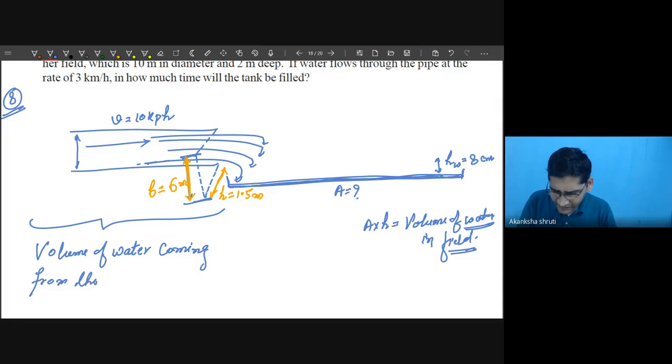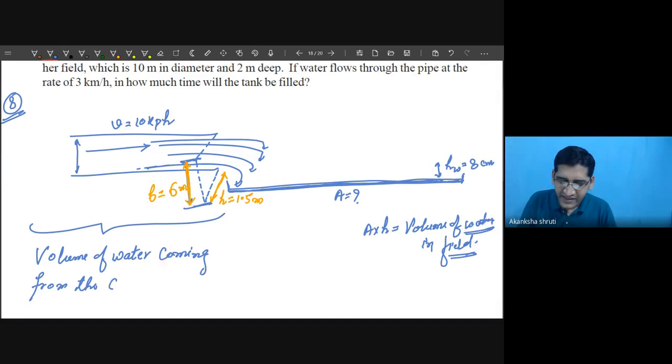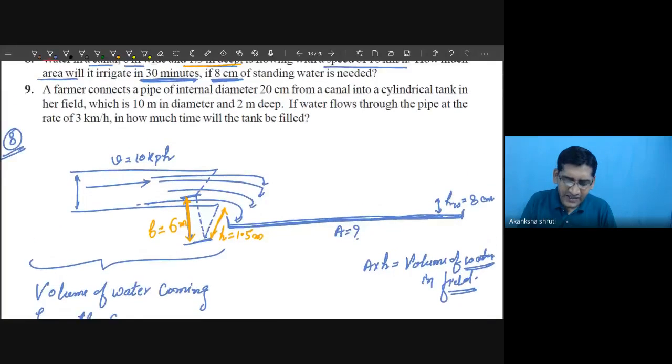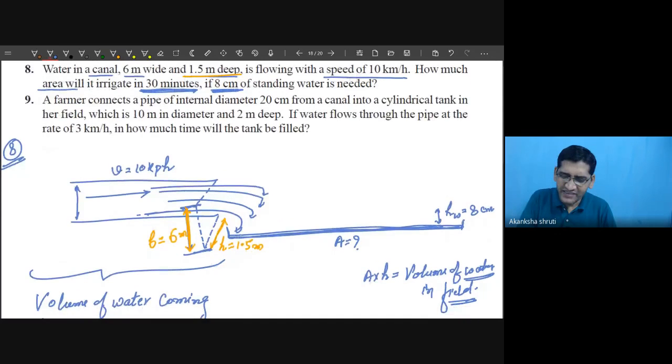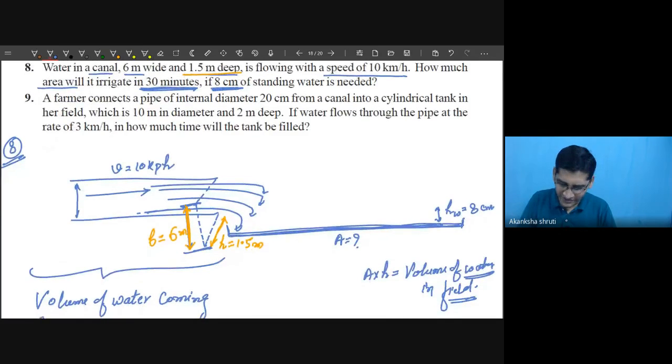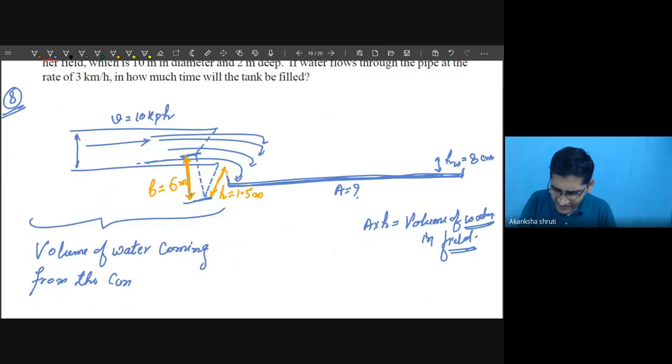From the canal, the time is given here, in 30 minutes. The canal in 30 minutes. These two volumes have to be equated. But the question is how to calculate the volume of water which is coming out. A student, very simple.